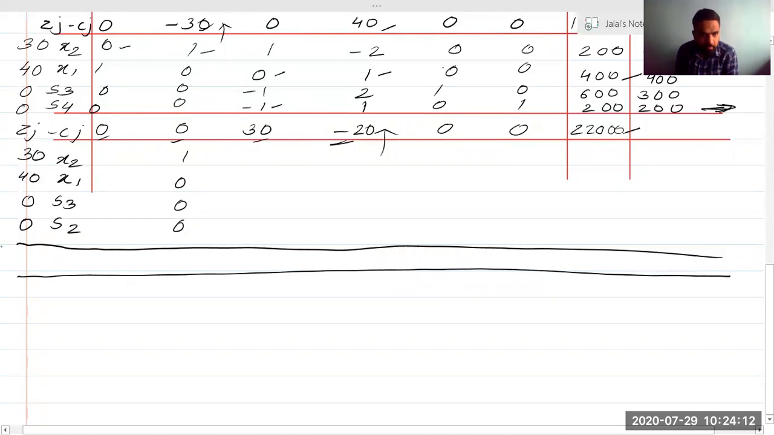This is for my Zj minus Cj. Okay, so I have written 1, 0, 0, 0. Then X1 will be 0, 1, 0, 0. S3 is where? S3 is this one, 0, 0, 1, 0. And S2 is this one, 0, 0, 0, 1. And I already know all the values. This is 0, this is 0, this is 0, and this is 0, right?